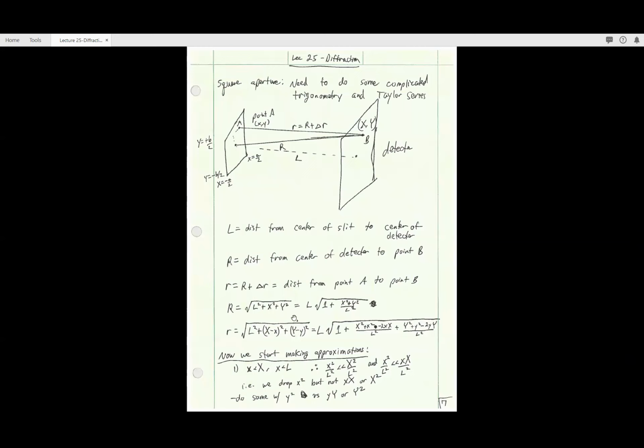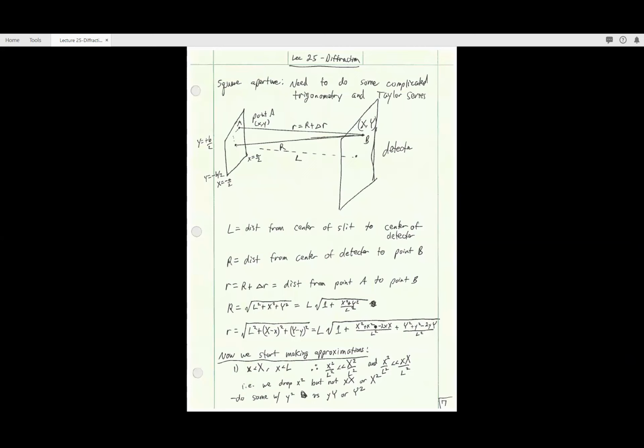And in anticipating that certain things are going to be small, we are going to preemptively factor out some L's. L is going to be much larger than any of these other coordinates. So we can factor L squared out of everything in here. And then since that L squared is still under a square root sign, turn it into an L when we take it outside the square root sign. We're going to get this for big R, this for little r. And then we start making approximations.